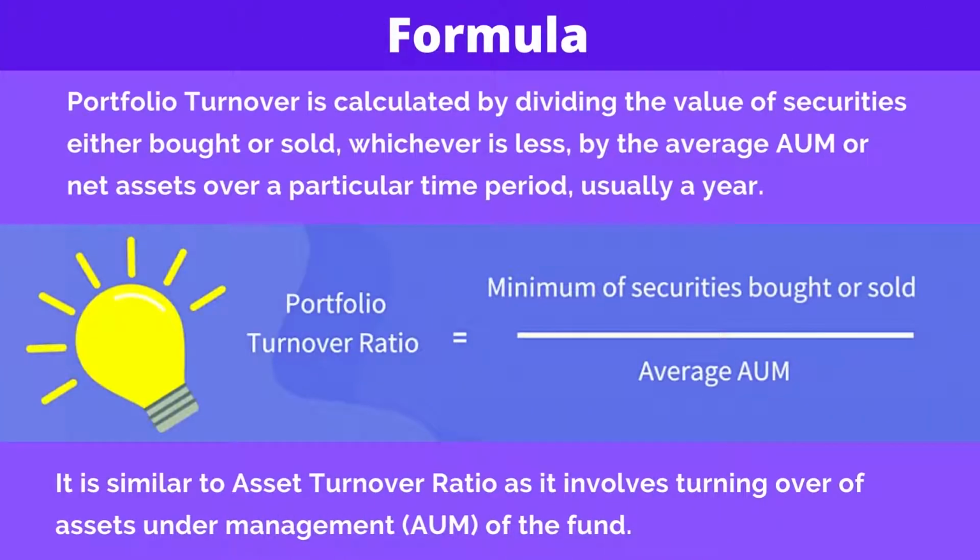Portfolio turnover is calculated by dividing the value of securities either bought or sold, whichever is less, by the average AUM or net assets over a particular time period, usually a year. It is similar to asset turnover ratio as it involves turning over of assets under management of the fund.